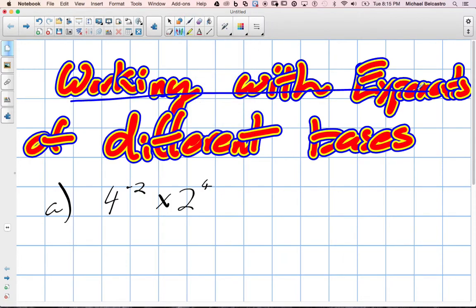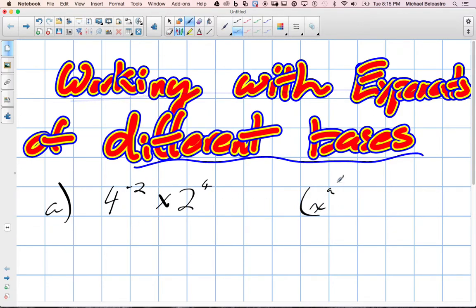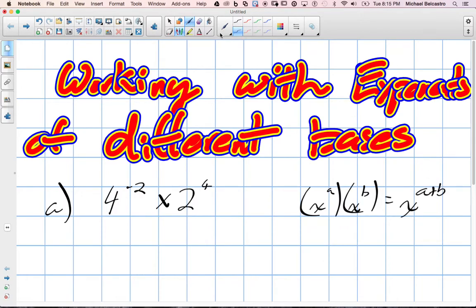We're going to work with exponents that have different bases in this case. If these bases were the same, you would be using this concept here, where the bases are the same, and we write the same base and add the two exponents. But right now, that's not the case with these.